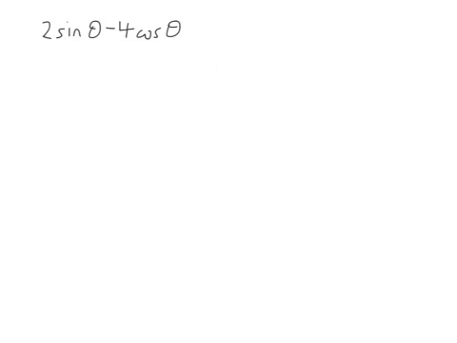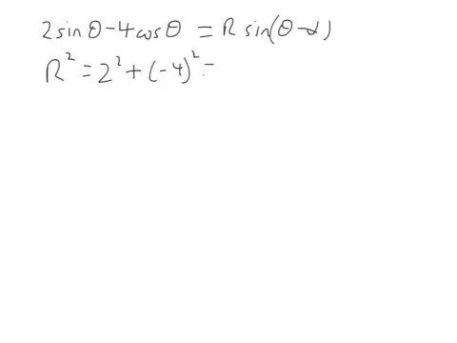So now in question 2, we've got to write this in the form r sine theta minus alpha. So think of a magic number. The magic number is 2 squared plus 4 squared. So r squared is 2 squared plus minus 4 squared. That works out to be 20. So r is the square root of 20, which is 2 root 5.